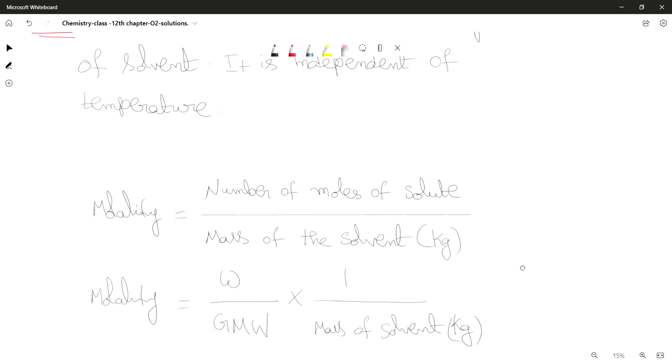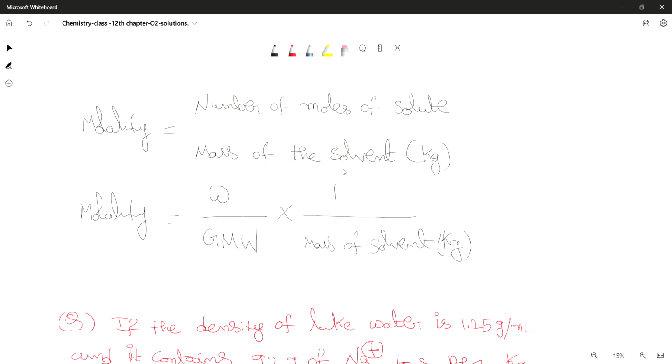Now, molality is the number of moles of solute divided by the mass of the solvent in kg, or you can write it as weight by gram molecular weight into 1 by the mass of the solvent in kg.